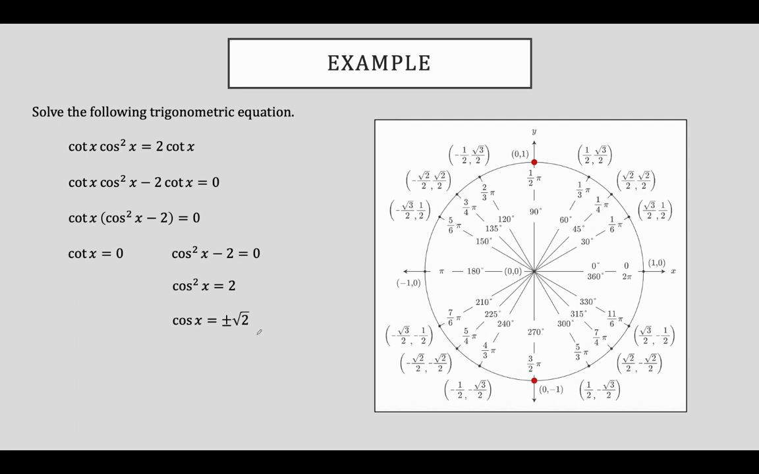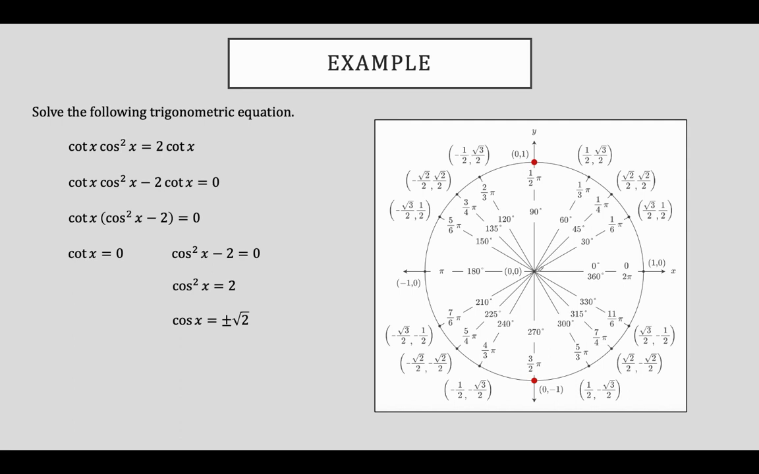Now, what about this one here? Cosine x is equal to plus or minus root 2. Well, that's actually impossible. This is not going to give us any solution here. There are no angles that have a cosine value of positive or negative root 2.